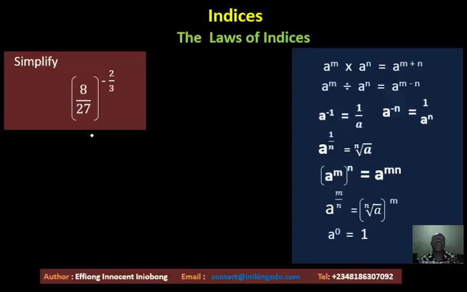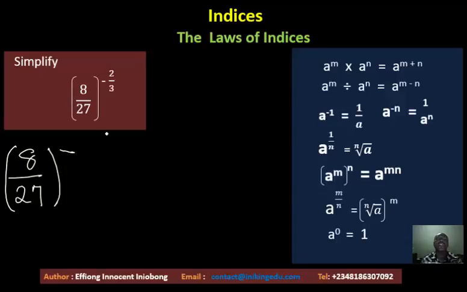Next on the screen, we are asked to simplify 8 over 27 raised to the power of minus 2 over 3. You can see a negative index, and we can see a fractional exponent. Let's take them one after the other. If I were you, I would first and foremost deal with the negative index. If you remember very well, when we have a negative index with a fraction, this negative, you have to say, let me throw you away.